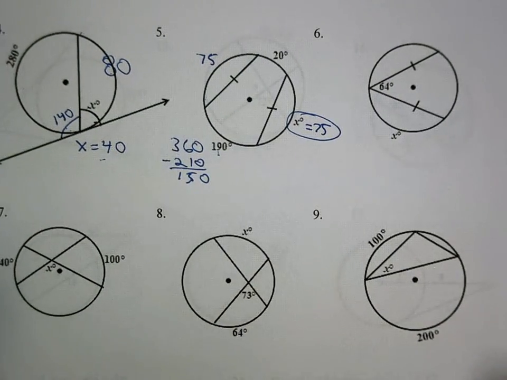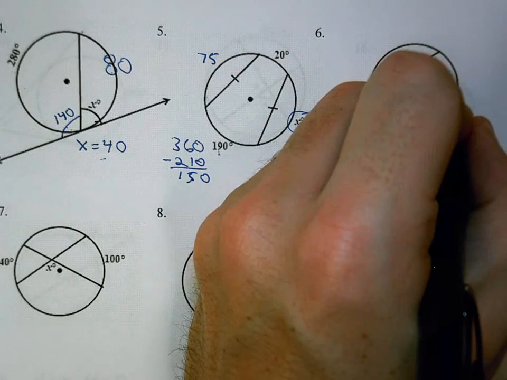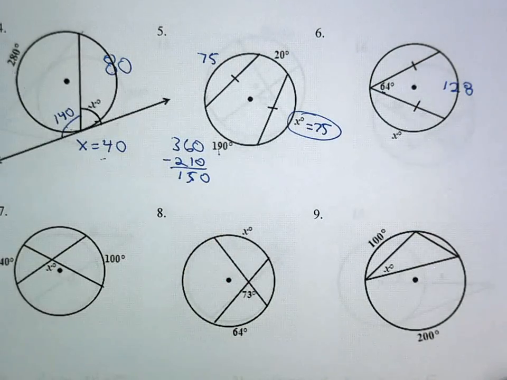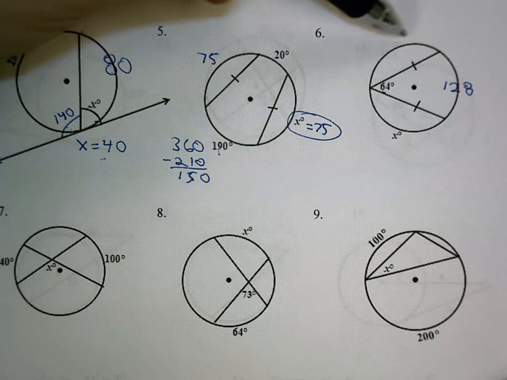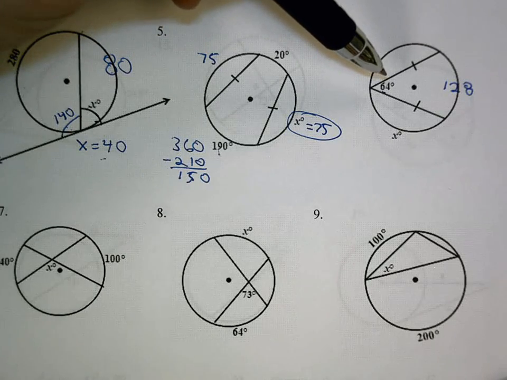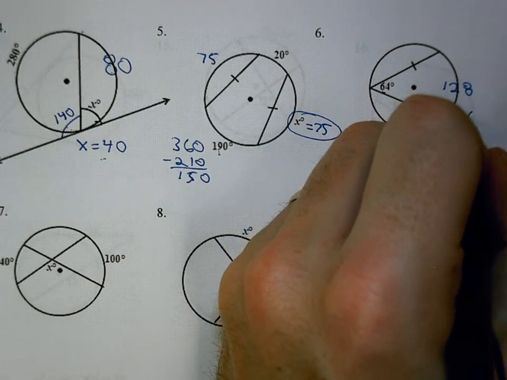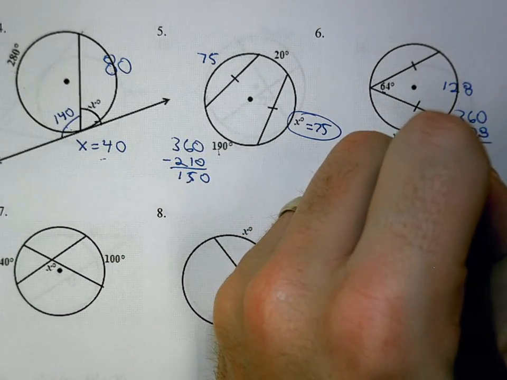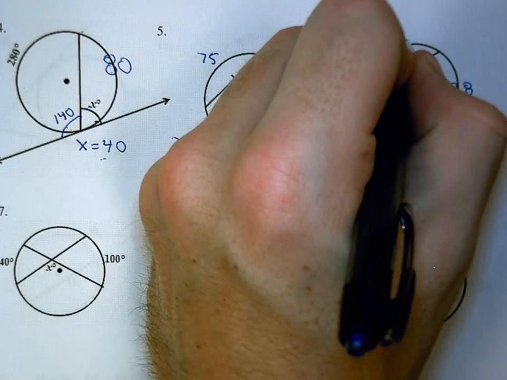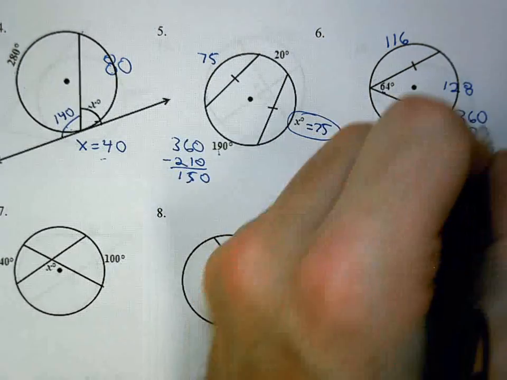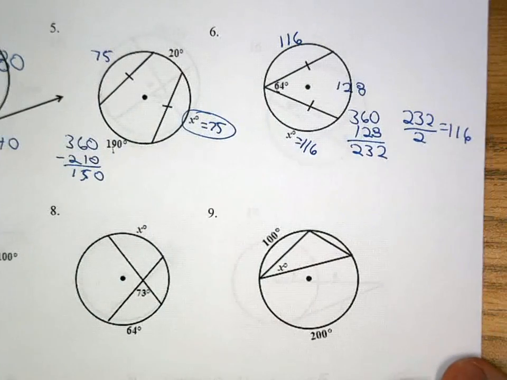Number 6, I have the inscribed angle is 64. I double that and I get 128 for its arc. Now I know that these two arcs, the one that includes x and the one on top, are the same. I take 360 minus 128, and I get 232. I then divide that by 2, and I get 116 for both of those, and that's because 232 divided by 2 is 116.